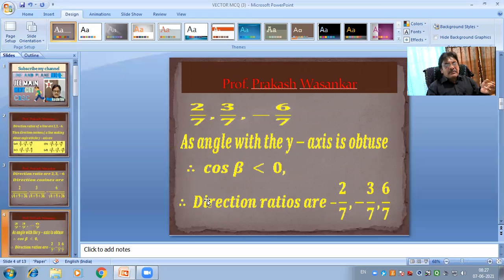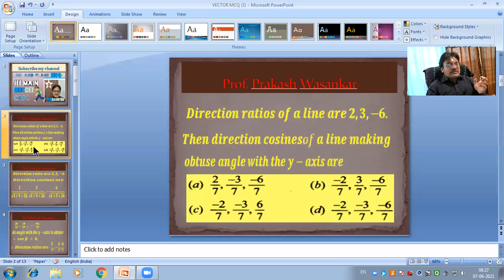Therefore, the direction cosines of the required line are 2 by 7. Here multiply negative sign, that is minus 2 by 7, minus 3 by 7, negative negative positive, so we get 6 by 7. Therefore, here the direction cosines of the required line are minus 2 by 7, minus 3 by 7, 6 by 7. That is, here C is the correct option.